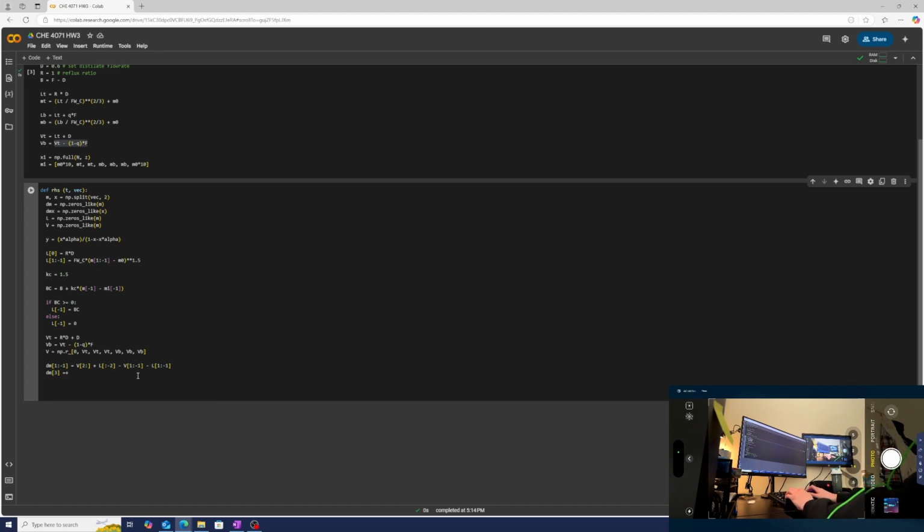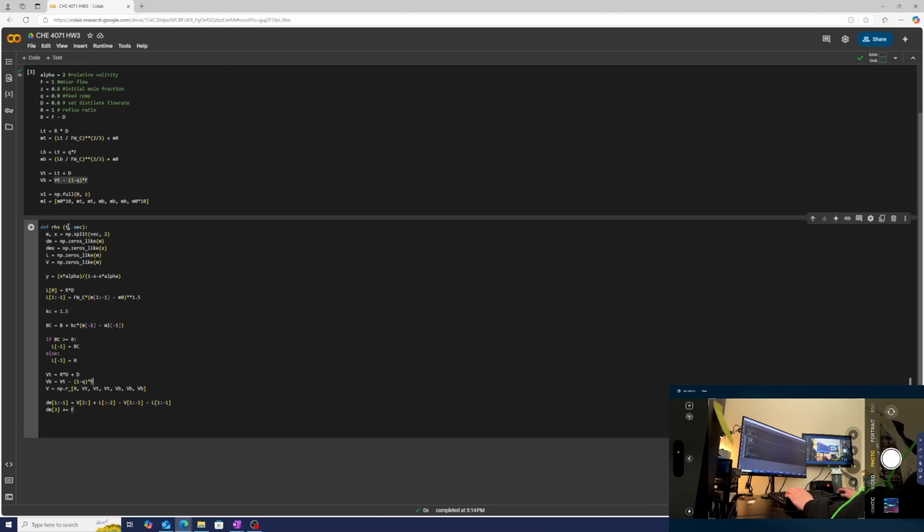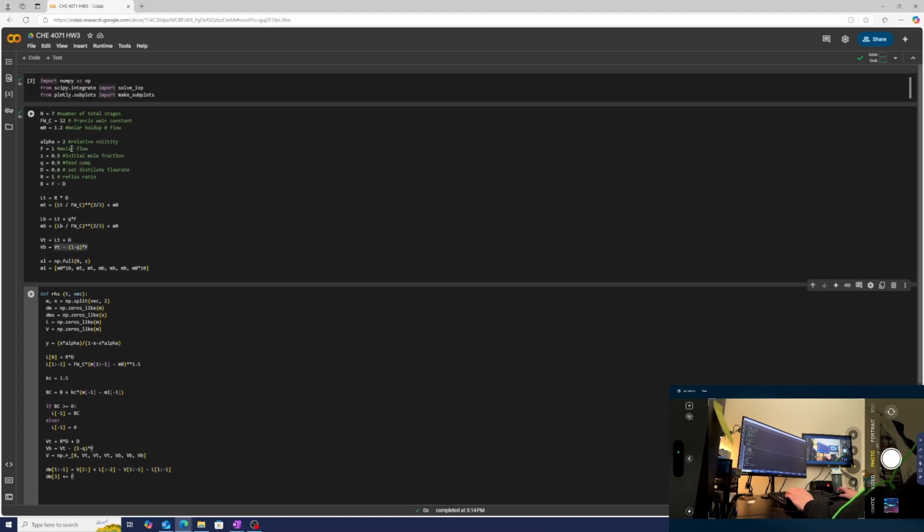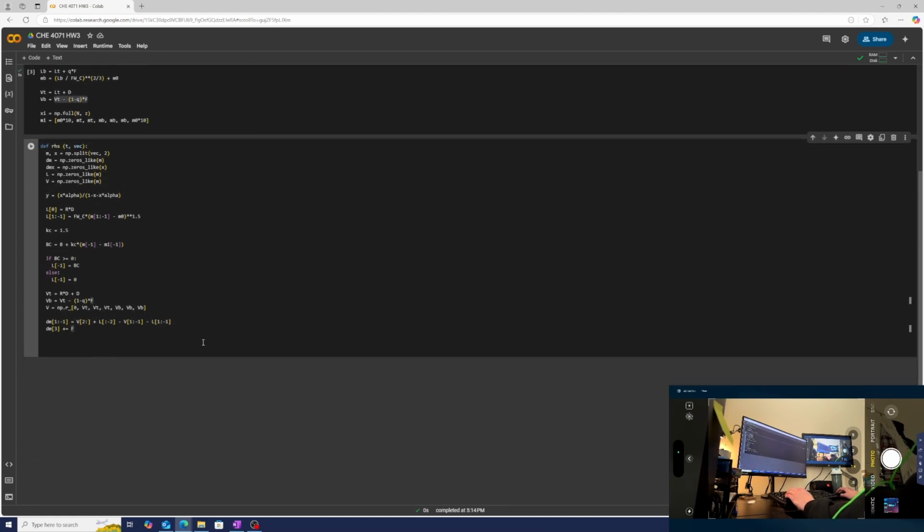However, we will need to add our feed. We don't need to do anything extra to this because this is in moles and this is also in moles. So just third plus that.